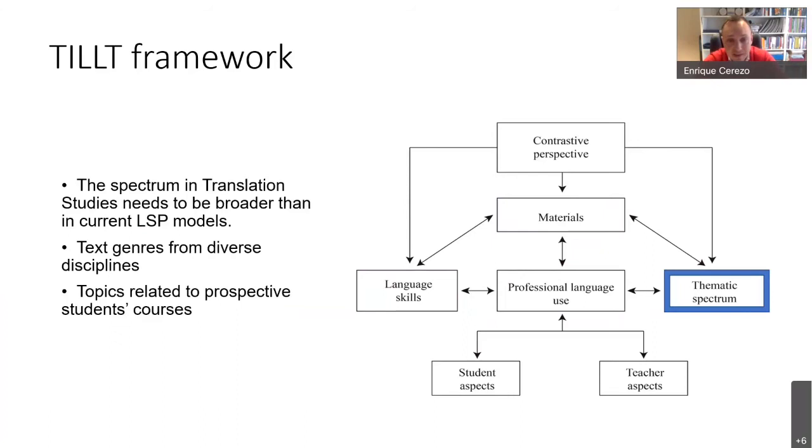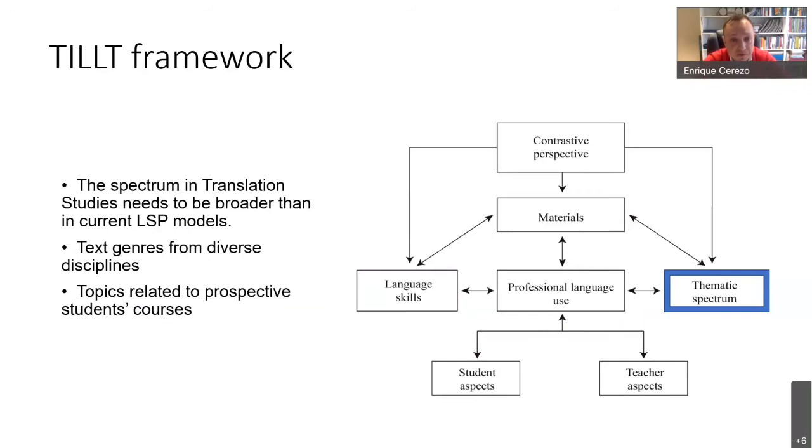Next one. The next element, the thematic spectrum, brings to the fore the fact that current ESP branches are insufficient if the goal is foreign language teaching in a translation program. They focus mainly on disciplines such as medicine, law, etc. Notwithstanding, the spectrum in translation studies needs to be broader, as students are to deal with text genres from diverse disciplines. So ideally, training should initially cover topics that are dealt with in the students' prospective translation and interpreting courses, and subsequently move on to other topics, especially those with a greater amount of translation.